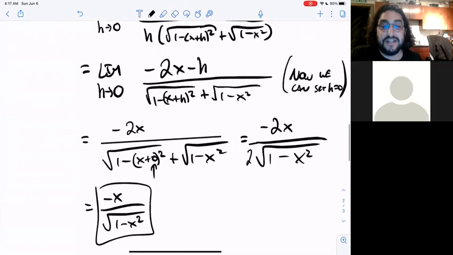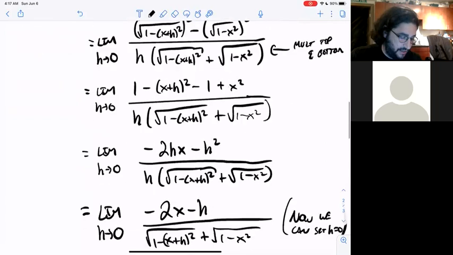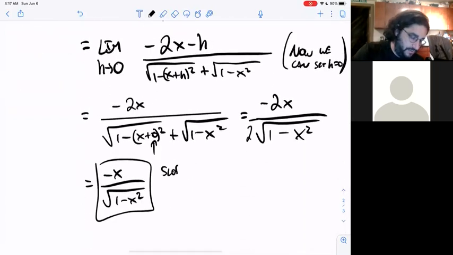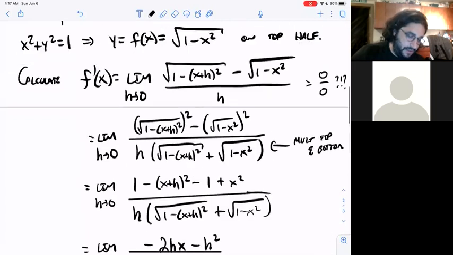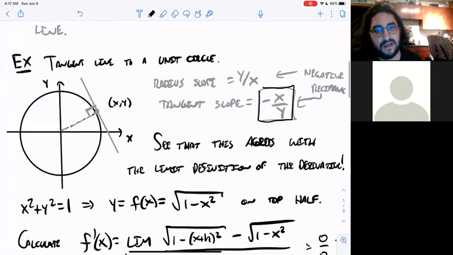So now let's check and see if the calculus approach and the geometry approach gave us the same answer. They don't look the same, right? This is negative x over square root of 1 minus x squared by the calculus approach, right? So this is the slope of the tangent line, right? But now look up here. From geometry, what did we have as the slope of the tangent line? We said it was negative x over y.